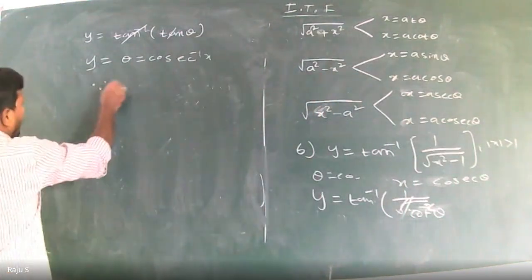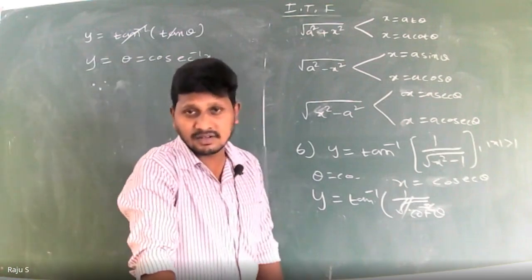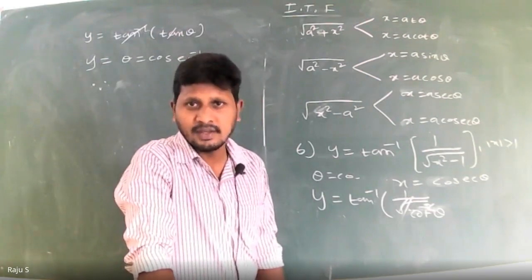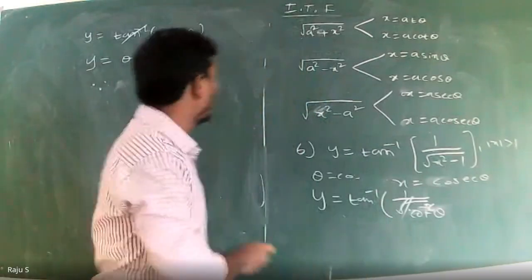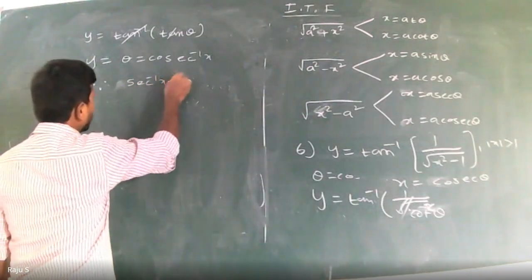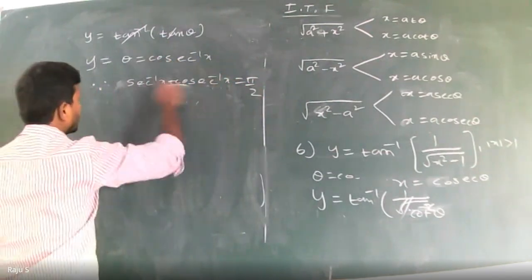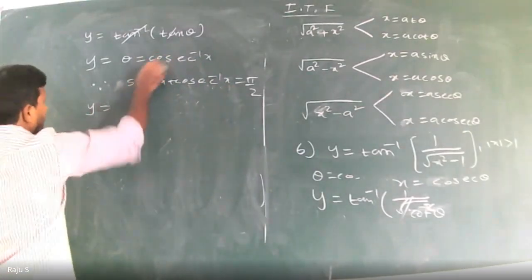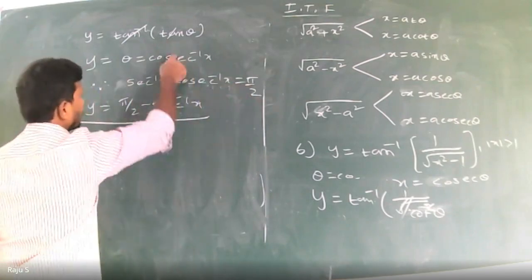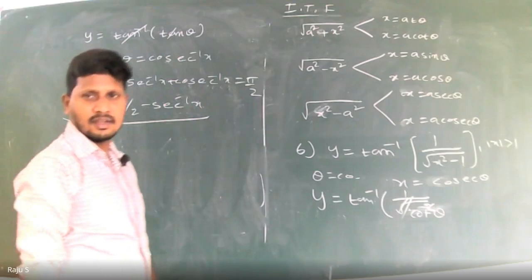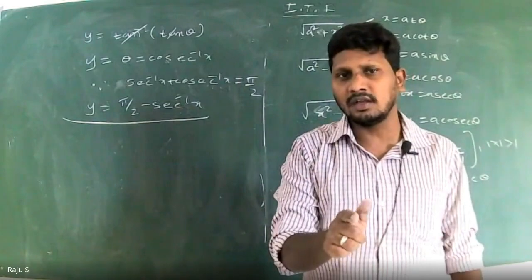Yesterday I clearly wrote sin inverse x plus cos inverse x is equal to 90 degrees. Tan inverse x plus cot inverse x is equal to 90. Secant inverse x plus cosecant inverse x is always equal to 90, that is pi by 2. From this, cosecant inverse is pi by 2 minus secant inverse of x. Take secant to the right side. So everyone try to remember each and every property, especially in inverse.